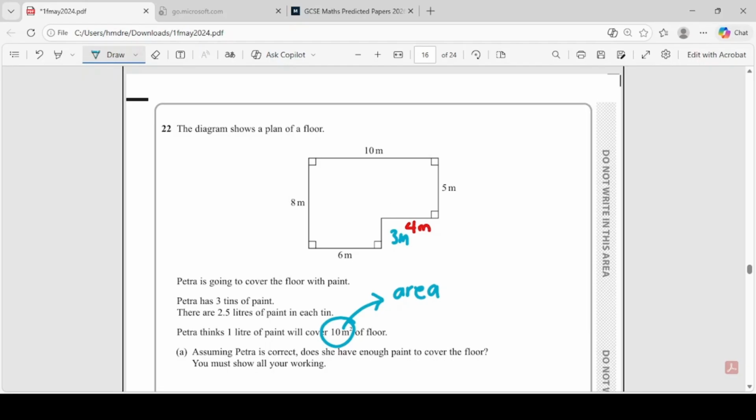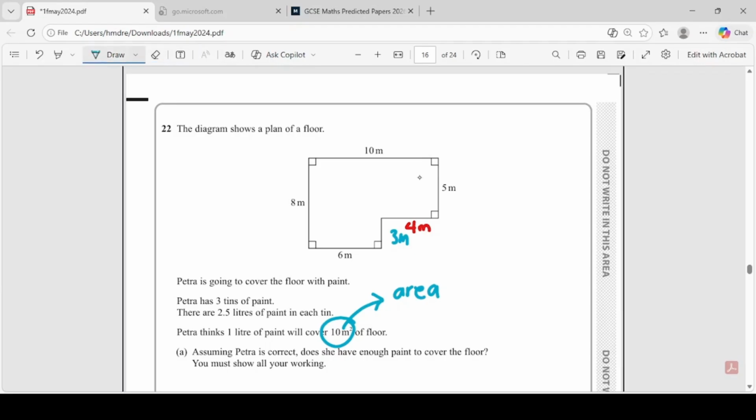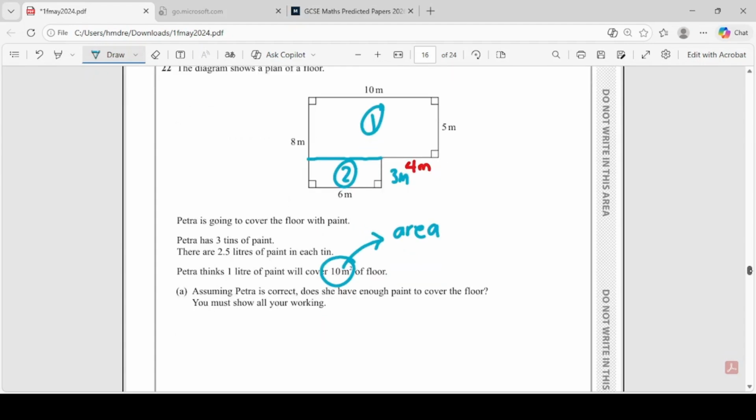And you can do it in a few ways. What I'm going to do for this one is break this into 2 shapes. You can break it like this and do shape 1 and shape 2. It doesn't matter how you break it up, you should get the same answer. You can also break it like this, shape 1 and shape 2. So whichever one you want. Let's work out the area.